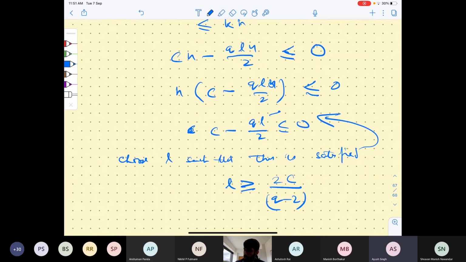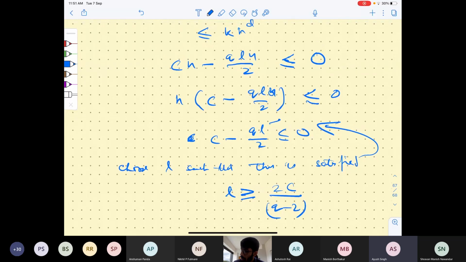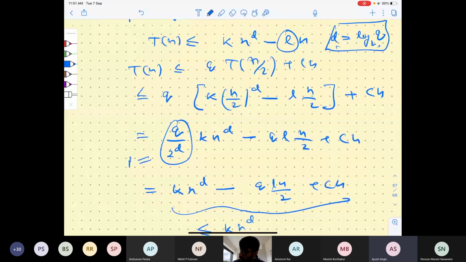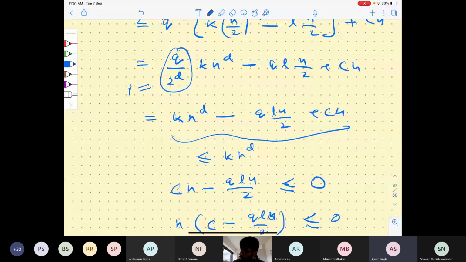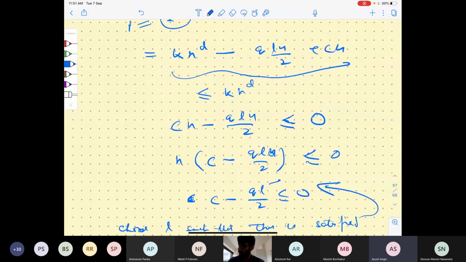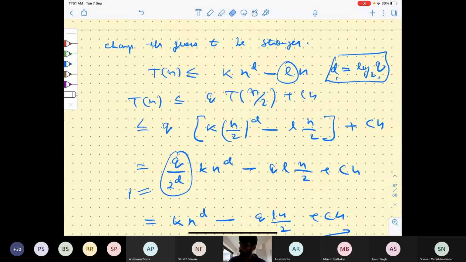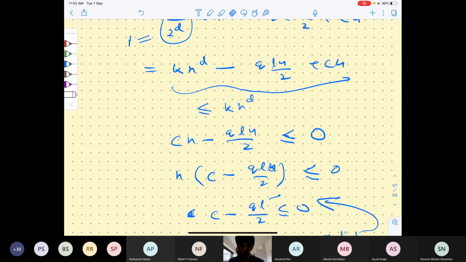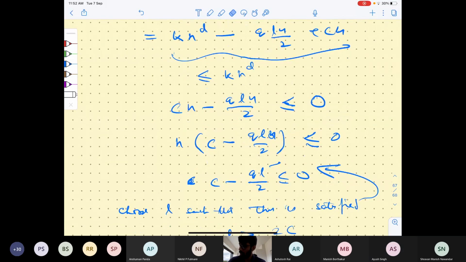Sir, should it not be in the top equation Cn minus q l n by 2 less than or equal to minus Cn? Because Tn also has a minus Cn term in it. You're right, you're right. Good, thank you. Because we have another Cn which is coming from here. So yeah, you get 2C here. All right. You're right.